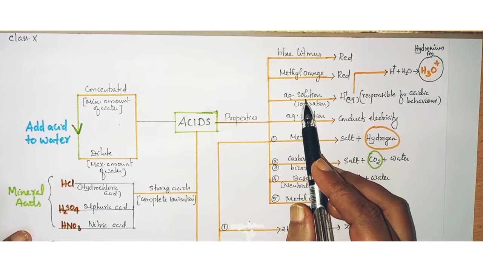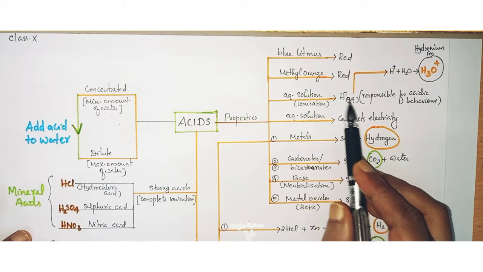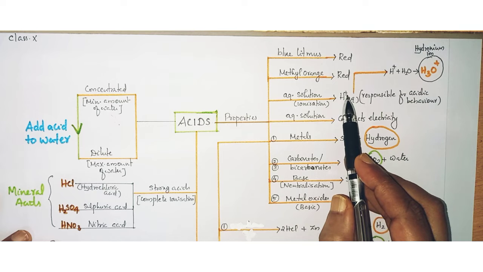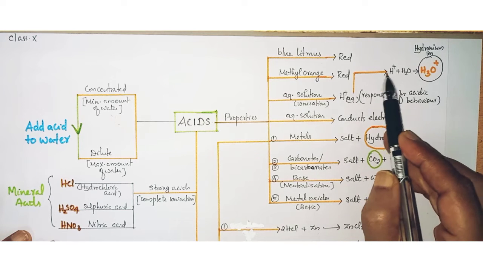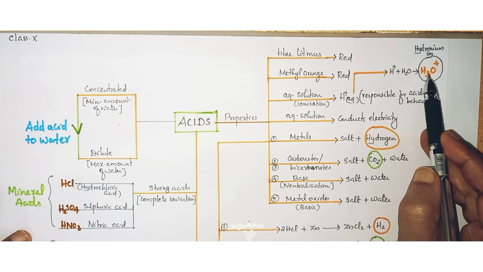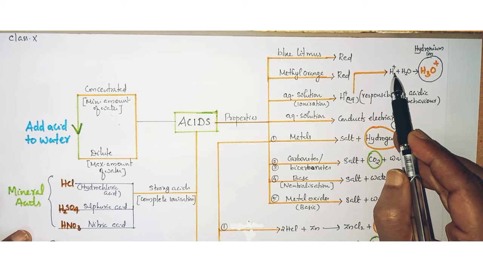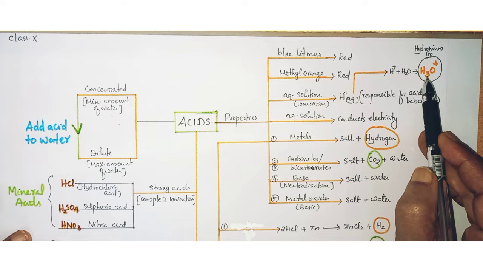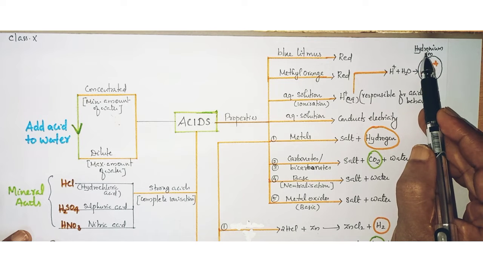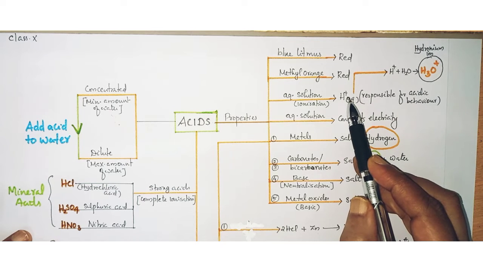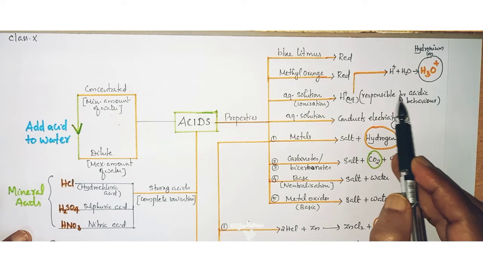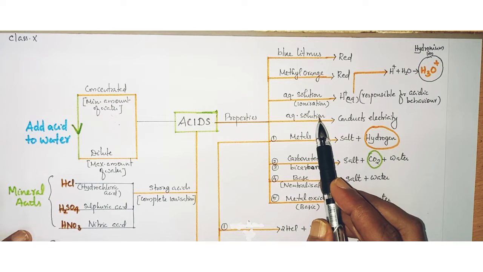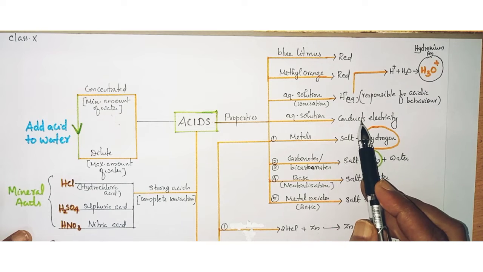Then another property is in aqueous solution it produces H plus aqueous, or ionization takes place and H plus ions are formed here, and these H plus ions actually exist in the form of H3O plus. That means H plus reacts with one molecule of water to produce H3O plus, that is called a hydronium ion. So these H plus aqueous or hydrogen ions are responsible for acidic behavior. Then another property of acid is in aqueous solution it conducts electricity.